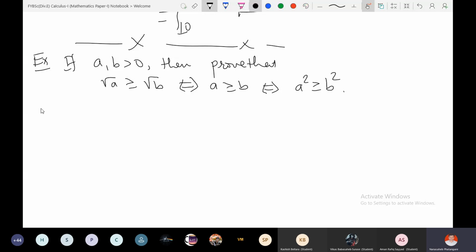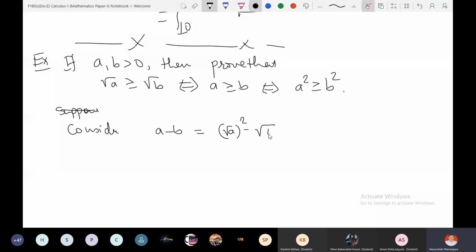Suppose, for the first part, you assume that a is greater than b. Or before assuming that, let's just work this out in a different way. So consider a minus b. I can write a minus b as square root of a squared minus square root of b squared.